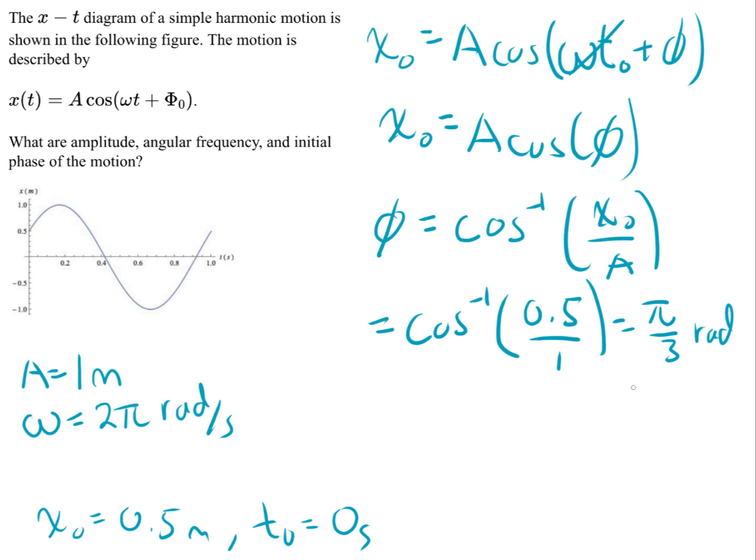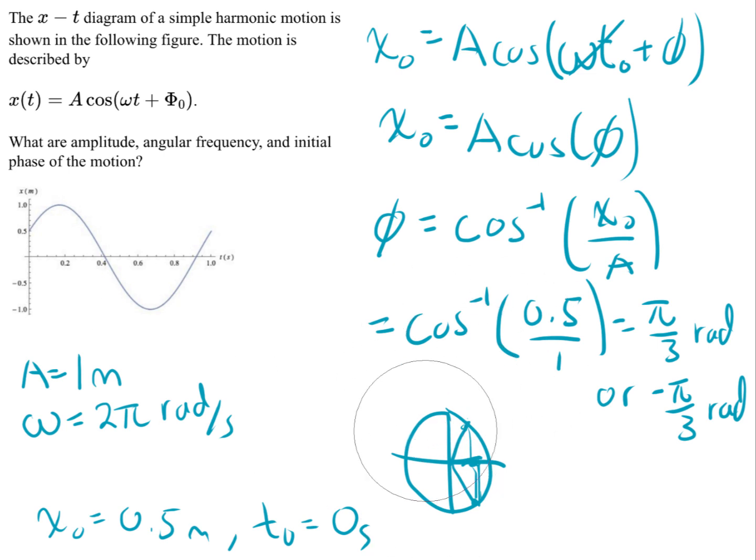But we're not done yet, because there is another solution, and that is negative pi over 3 radians. If you think about the unit circle, and pretend this is the unit circle, you have your 60 degrees here and negative 60 degrees here, or pi over 3 radians and negative pi over 3 radians. The cosine value is going to be the horizontal component of this triangle, and these two are both the same. So there are actually 2 possible solutions.